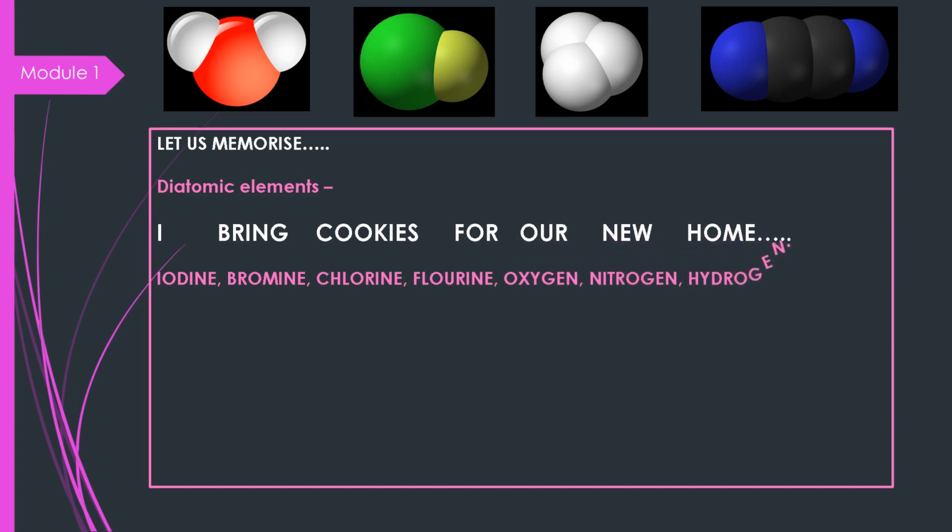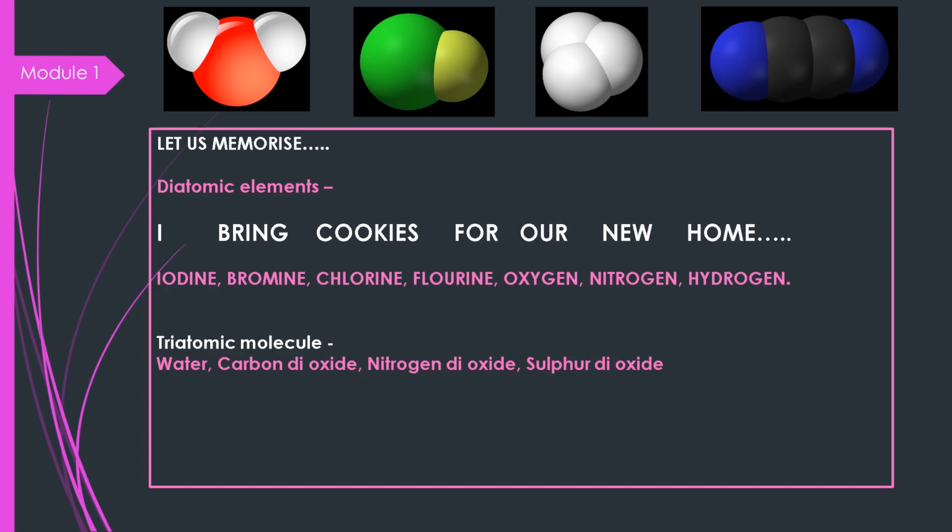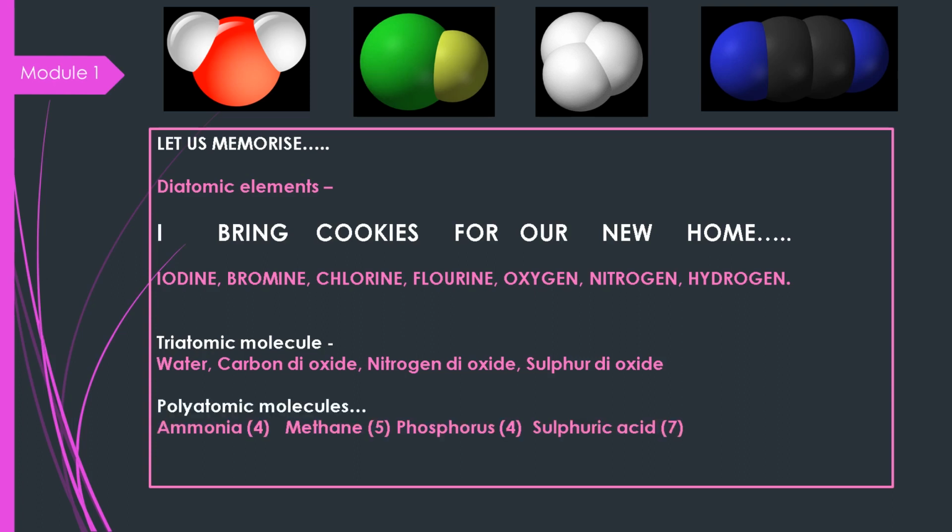A few triatomic molecules: water, carbon dioxide, nitrogen dioxide, and sulfur dioxide. A few polyatomic molecules which you have come across: ammonia, which is having 4 atoms, methane having 5 atoms, phosphorus, which is an element having 4 atoms in its molecule, sulfuric acid, again a compound with 7 atoms in it.